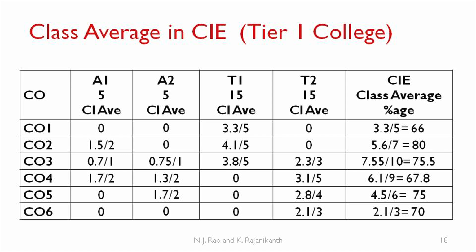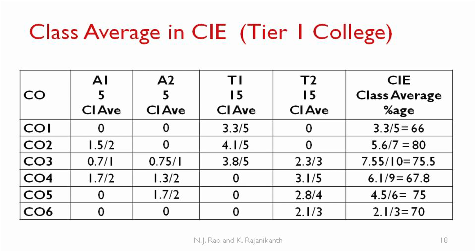All the questions related to CO1 amount to 5 marks, and the responses of the students to these questions are evaluated and their average performance turns out to be 3.3 marks. So they have scored on the average 3.3 marks out of 5 marks. So the class average percentage is 3.3 out of 5, which is 66. So we take this 66 percentage as the CO attainment in the CIE. Similarly, for CO2, CO3, CO4, CO5 and CO6, we do the calculations.